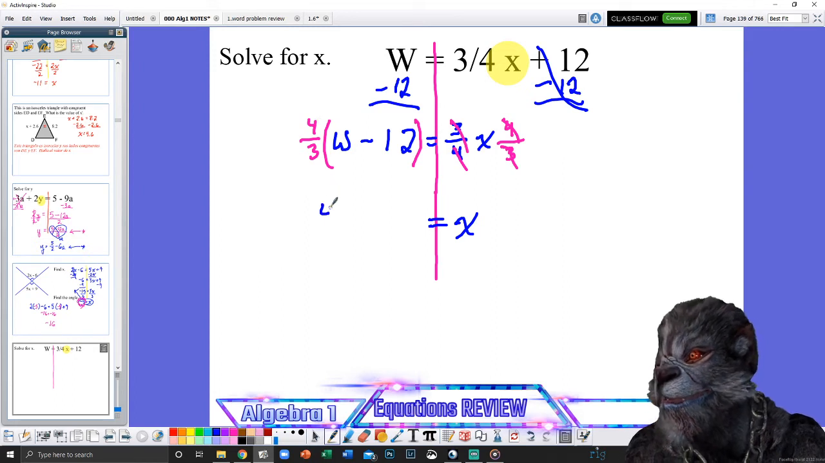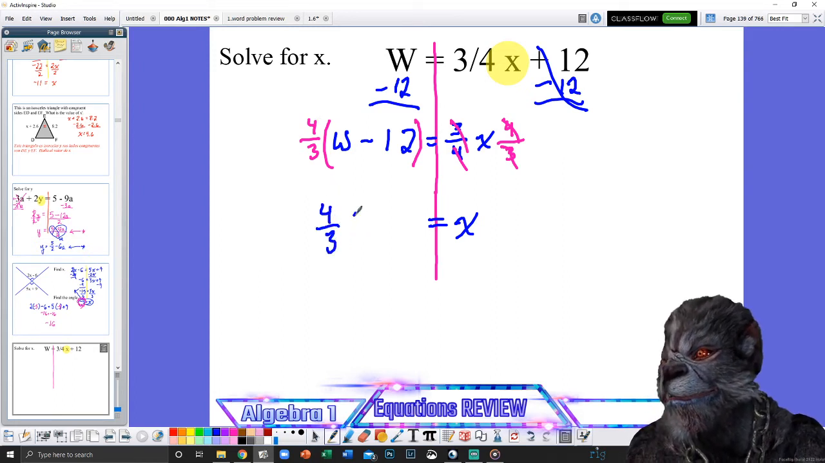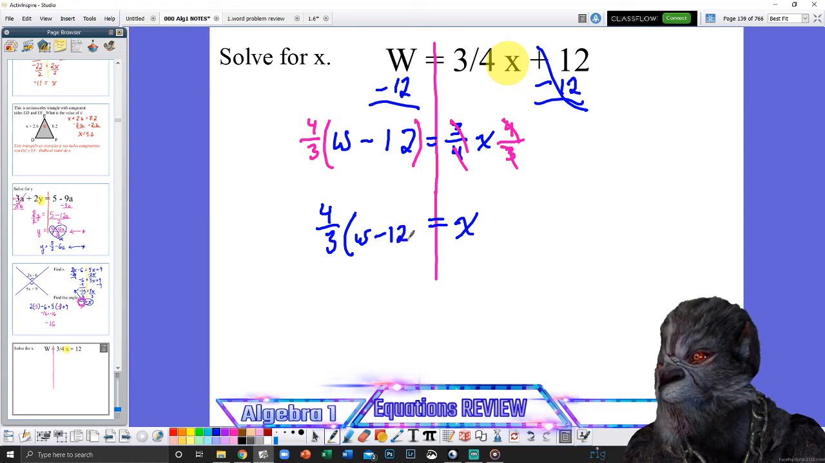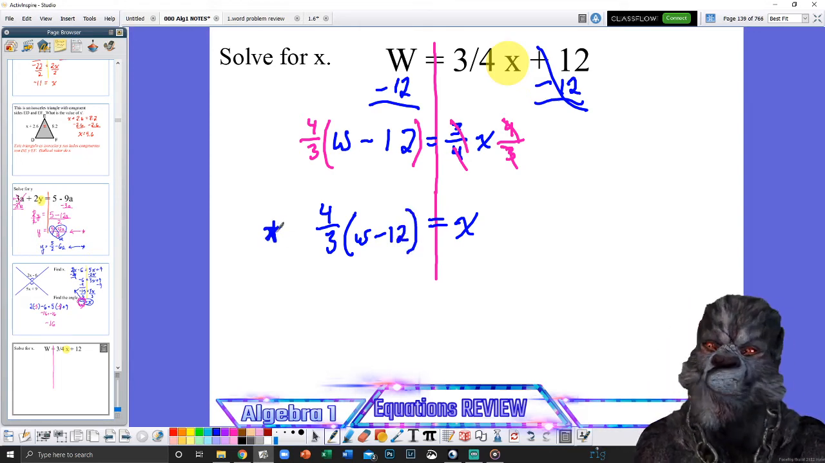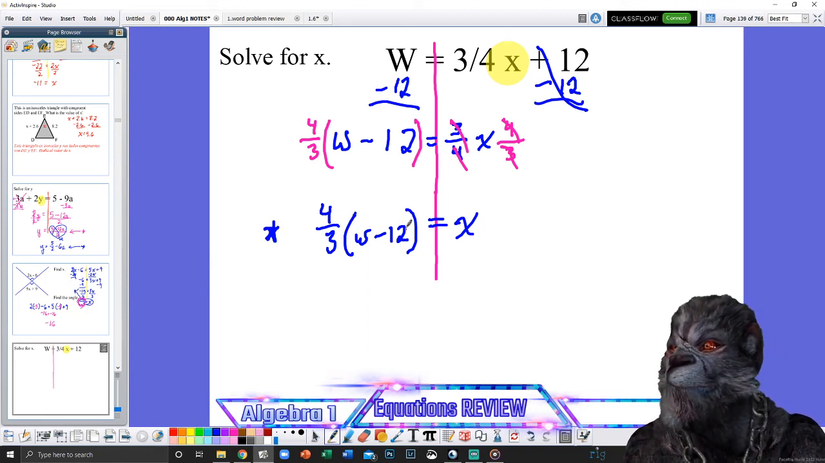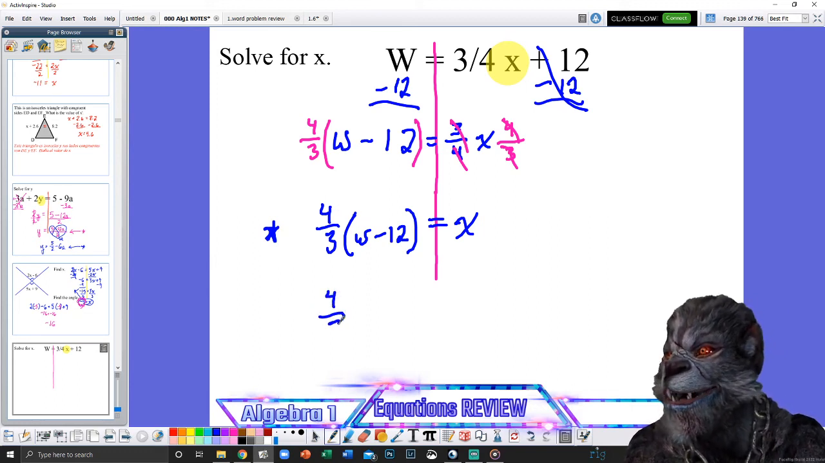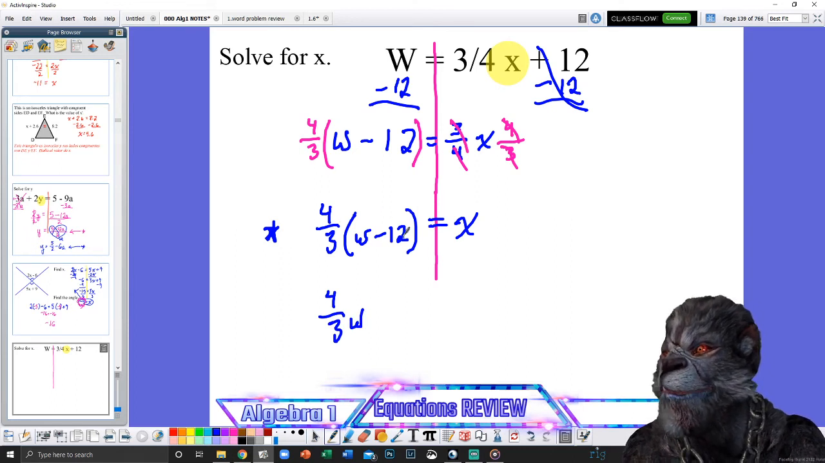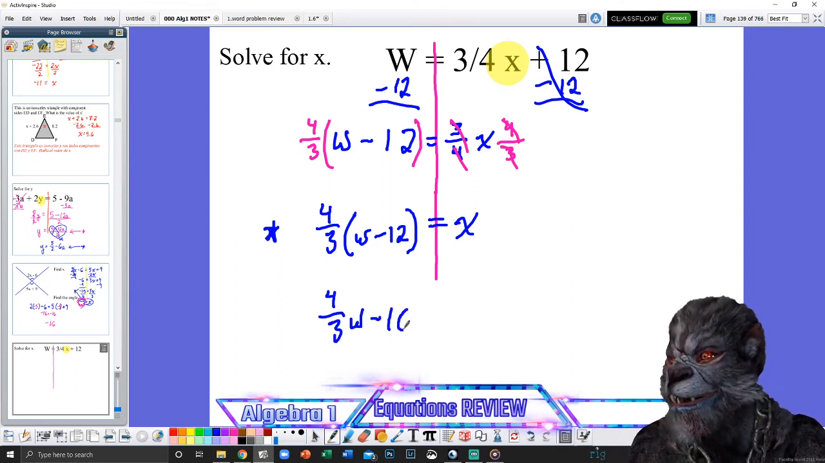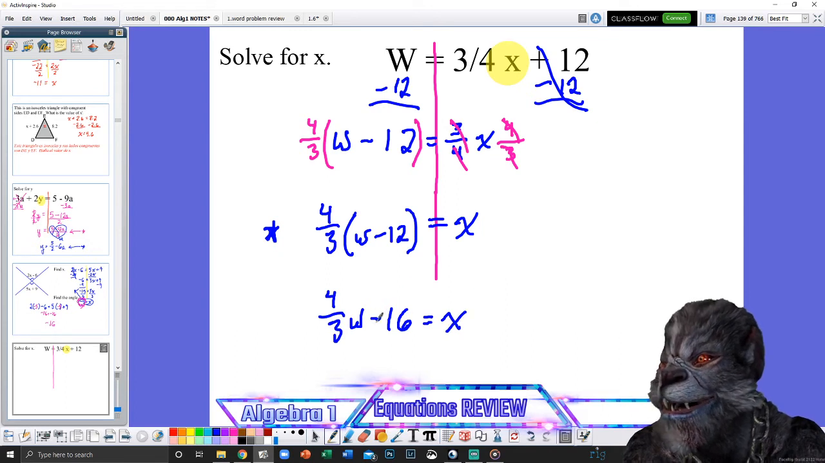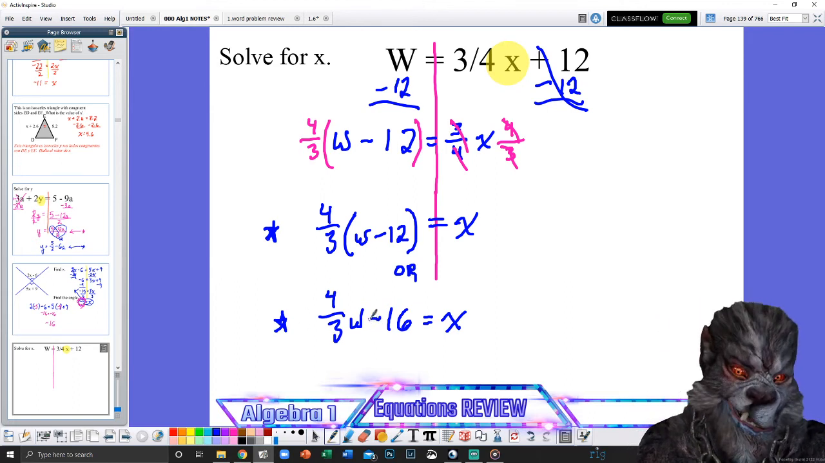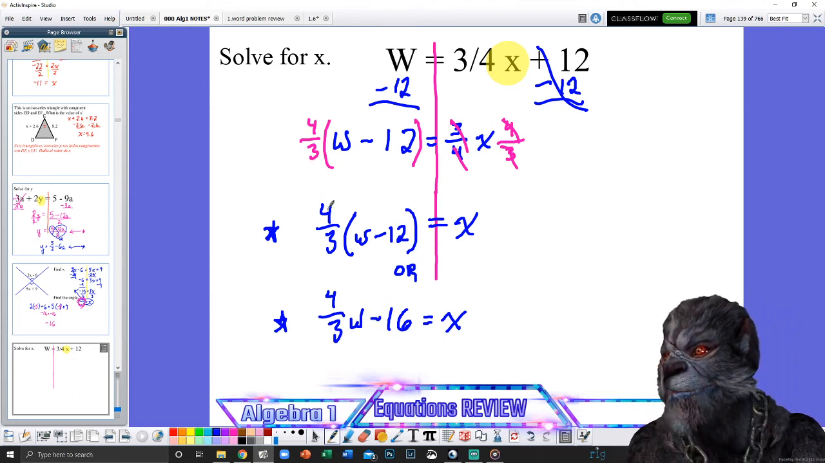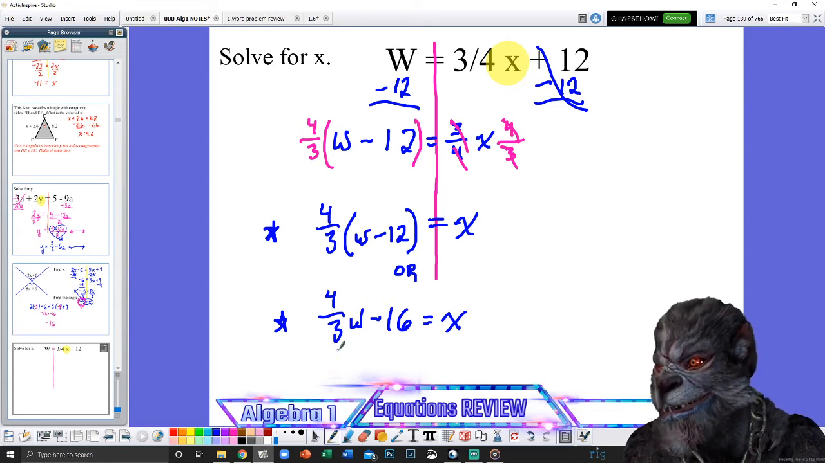Now, I could copy it like this. This answer is good. That's fine with me. Some people might want to multiply them through. That's okay. You could multiply those. That gives you 16. And that answer is also good. So this answer or that answer, both are fine. I personally would pick the top one because it's less work.